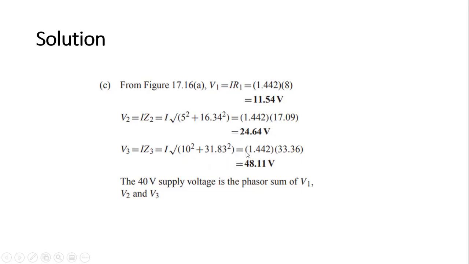The same thing we do for this. We have the Z3, which is a 10 ohm resistance in series with 0.25 microfarad, and the capacitive reactance of the 0.25 microfarad is 31.83. We have calculated that before. So when you multiply it by the current in the circuit, you get 48.11. So the 40 volt supply is the phasor sum of V1, V2 and V3.